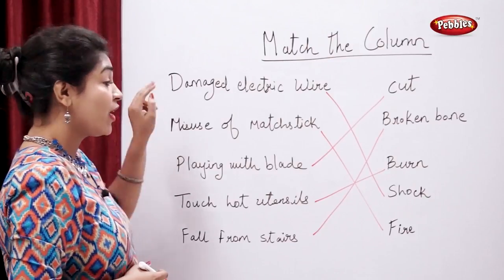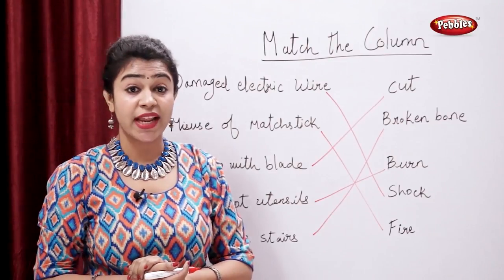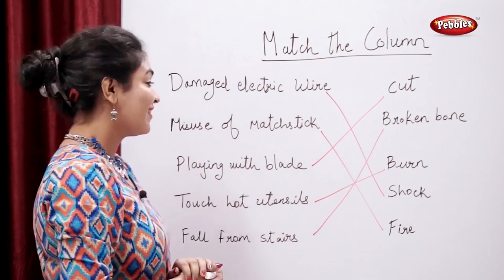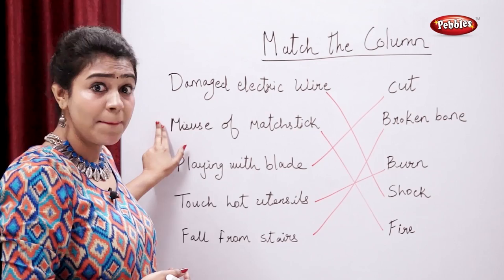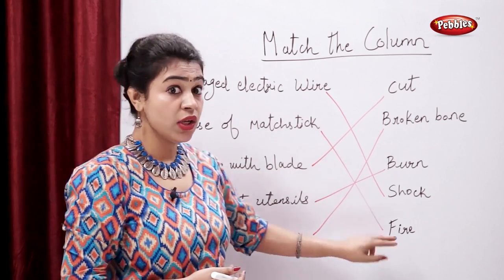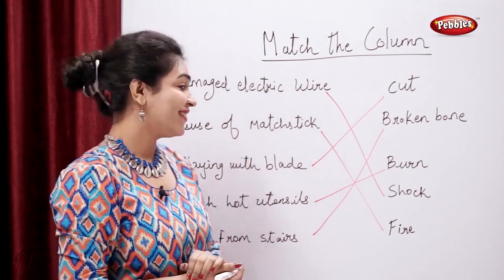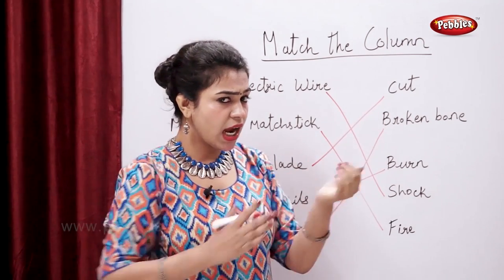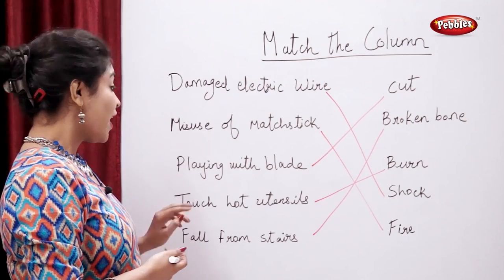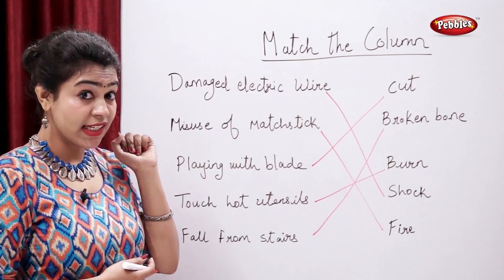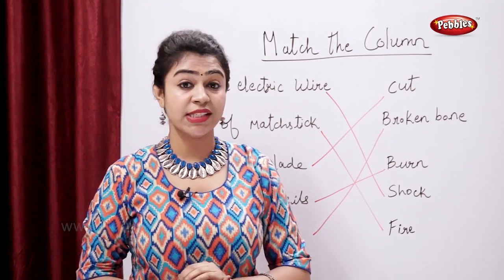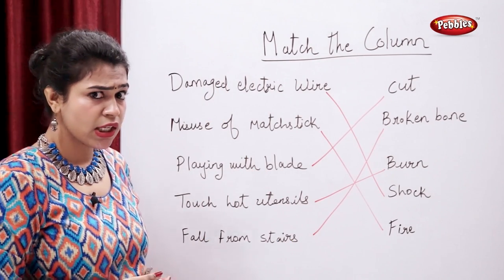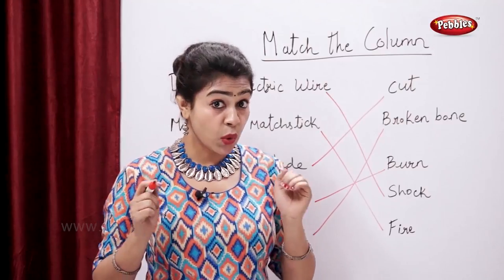So if you touch or play with a damaged electric wire, you will have a shock. If you misuse a matchstick, you will cause fire around. If you play with a blade, you will have a cut. If you touch hot utensils, you will burn yourself. And if you fall from stairs, you will have a broken bone.